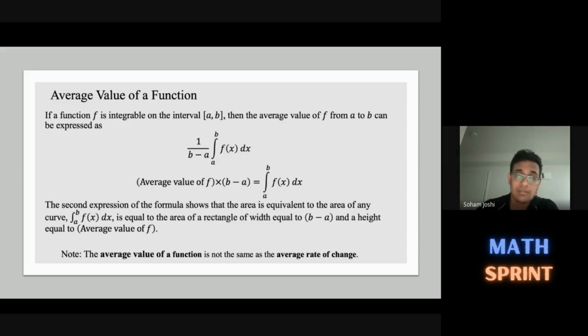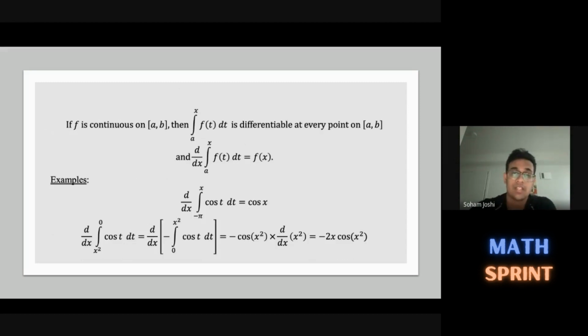So now keep something in mind. Don't confuse the average value of a function with the average rate of change. Those are separate concepts, and if you want to know more about the average rate of change, which has to do with differentiation, you can check out my sixth video of this calculus crash course.